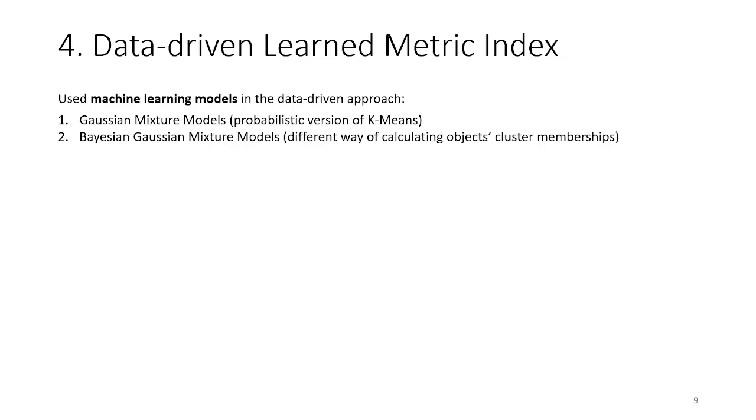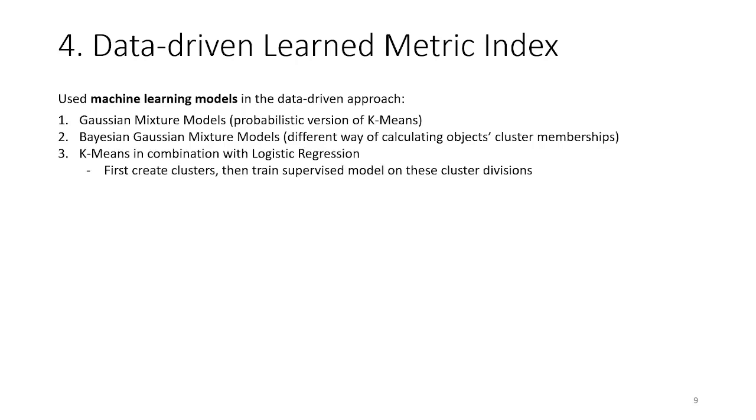Next, we wanted to test the viability of a GPU-powered k-means implementation in a unique training combination with a supervised algorithm, logistic regression in this case. Here, the process is the following. First, we create clusters with k-means. Then we train a supervised algorithm on these cluster divisions as labels and use only this supervised algorithm in the searching phase, which makes the search probabilistic.